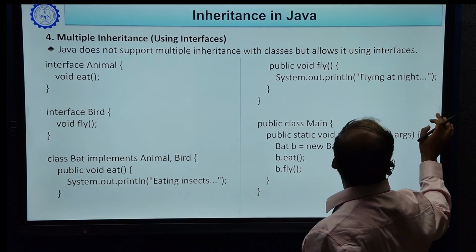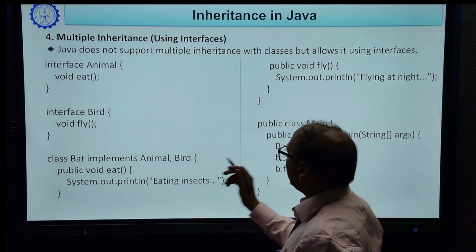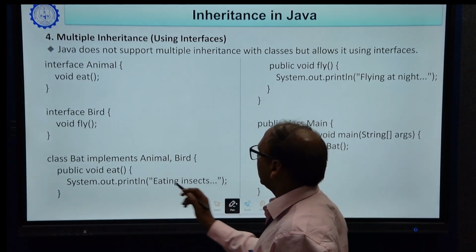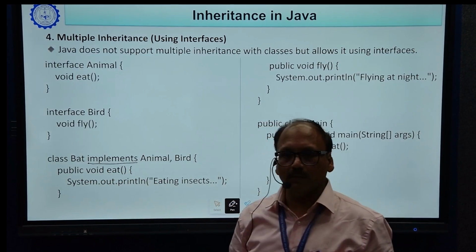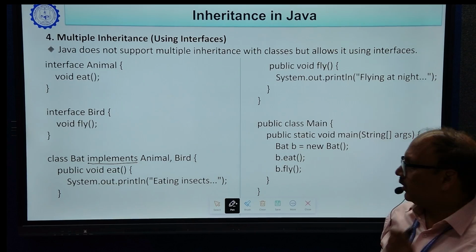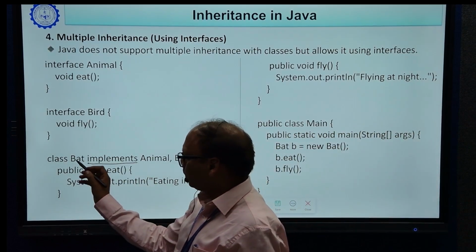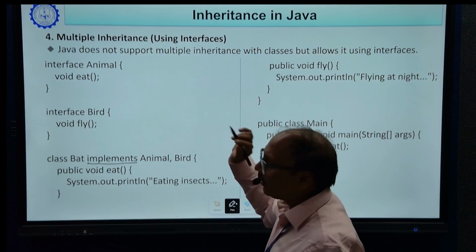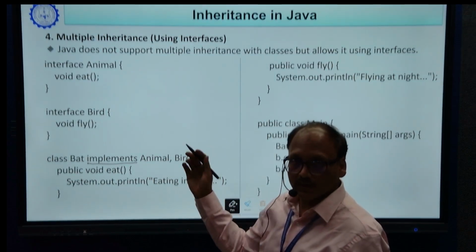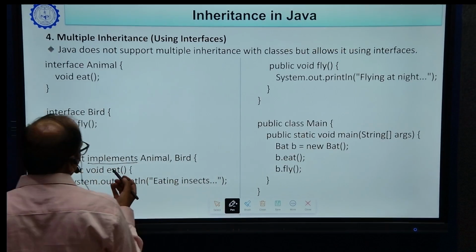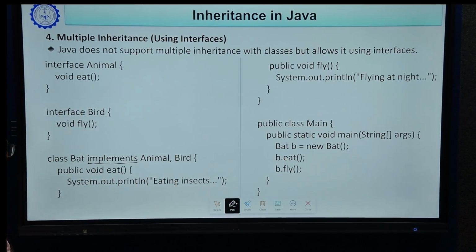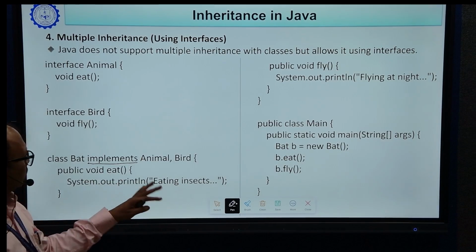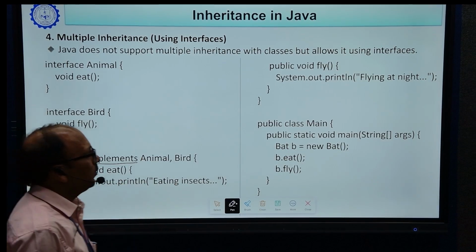So we will use the keyword implements. The implements keyword will be used for the interface, right? So bat is the child class which implements the animal and bird interfaces. You can say it like this, right? So obviously this class bat also has some methods defined in it. So here we have a method eat, right? A statement is written over here, right?